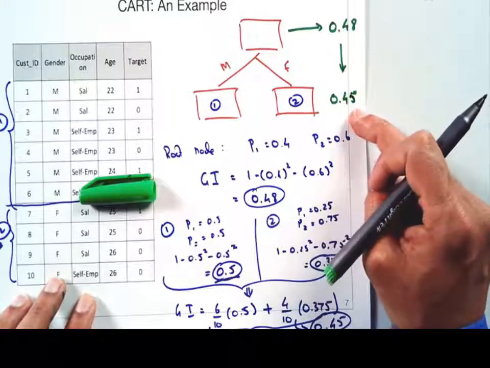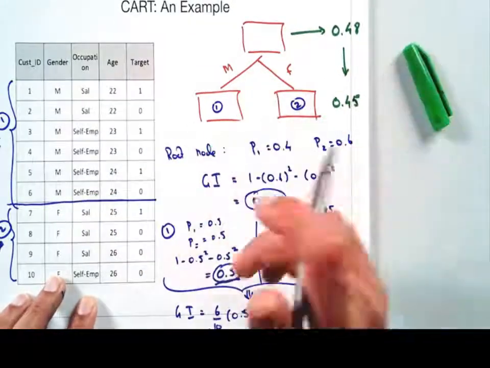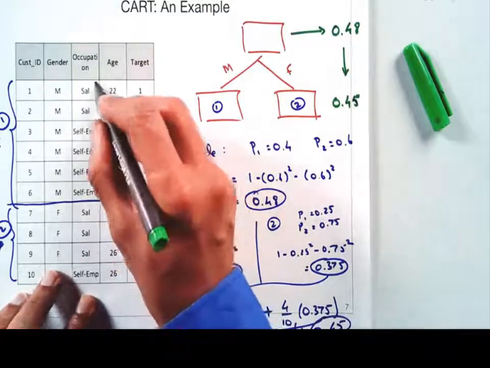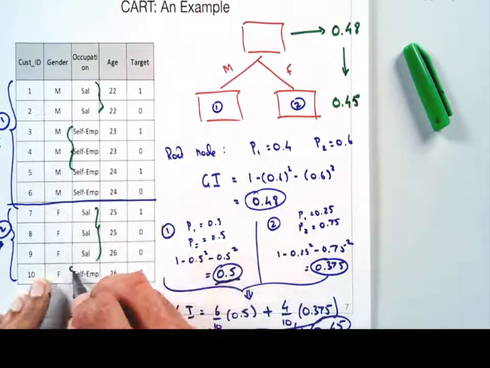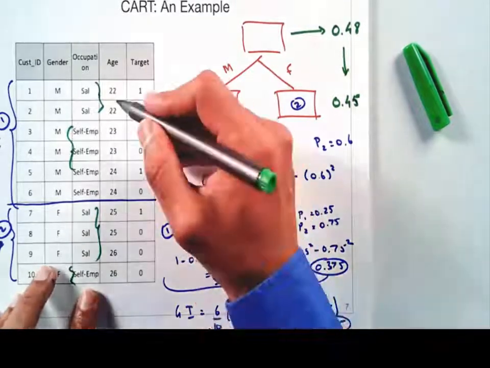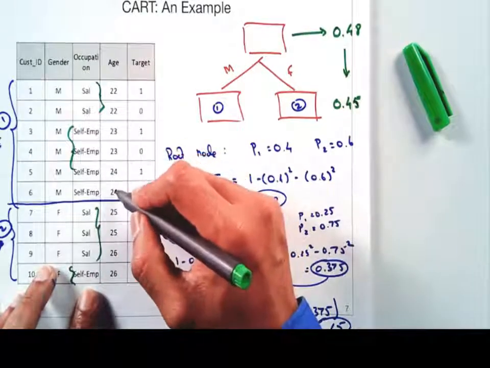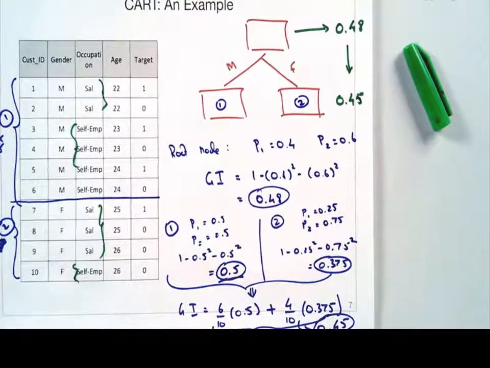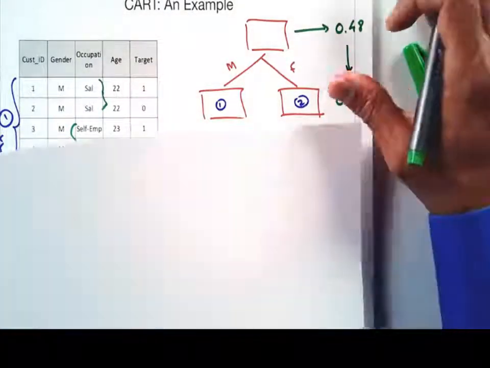However, it's not clear that this is the best split. I need to try splitting by salaried versus self-employed, and I also need to try splitting by age. When I'm splitting by age, I have to try a split at 22, between 22 and 23, between 23 and 24, between 24 and 25. I'm going to try all of these. That's exactly what a computer will try and do, even for a very large data set. There are efficient ways to do this, but that's literally what the computer ends up doing.